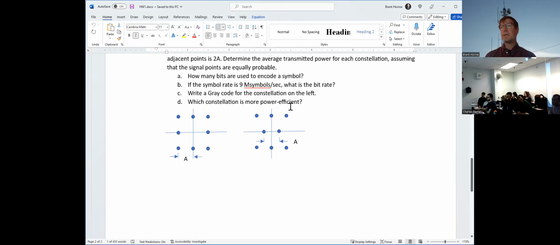And then, which constellation is more power efficient? So you've got to look at what is the power for each one of these in terms of A, right? So you use a little geometry here, and this one's a little simpler, and this one it's just a little trickier, right? But write out the vector that corresponds to the power, the distance from the origin for each of these constellations. Add them all up, average it, and look at which one is more power efficient.